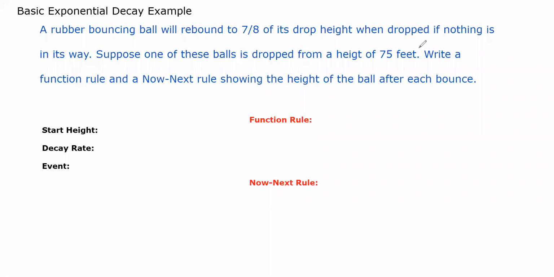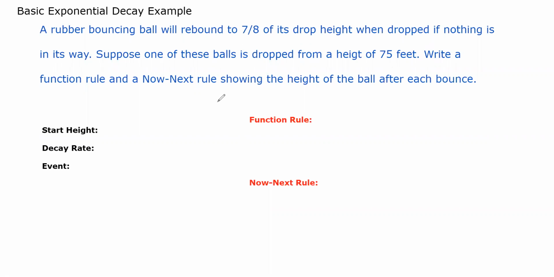Well, we're now going to go over our basic exponential decay example. Our example is: a rubber bouncing ball will rebound to 7/8 of its drop height when dropped if nothing is in its way. Suppose one of these balls is dropped from a height of 75 feet. Write a function rule and a now next rule showing the height of the ball after each bounce.